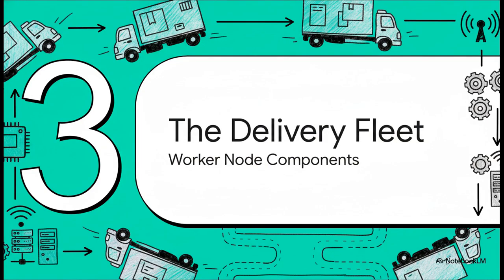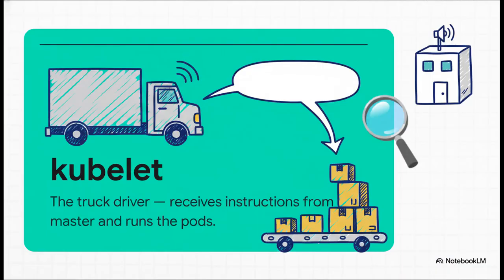Okay, so we've met the management team. Now let's head out of the office and check out the other half of the company, the delivery fleet itself. What exactly makes each and every one of these trucks run? So on every single worker node, every truck in our fleet, there's something called a kubelet. The kubelet is basically the driver. It's got its radio on, always listening to the dispatch office, that's our API server, just waiting for instructions. When an order comes in to run a pod, the kubelet is the one that says, yep, got it, loads up the package, and makes sure it's running just like it's supposed to.